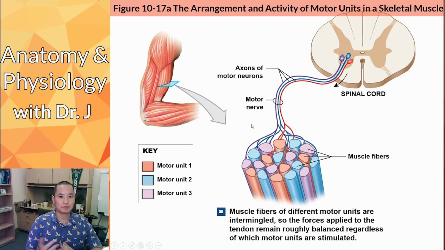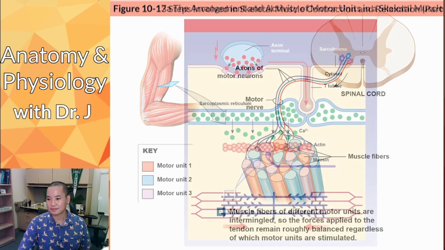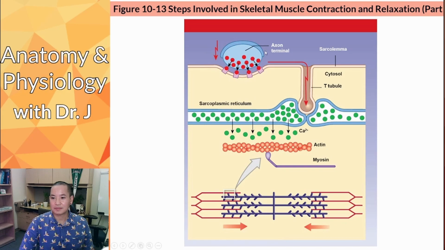Now, is it a 1-to-1 ratio, like one neuron and one muscle fiber? Not necessarily. In this example, we have 3 motor neurons, but say this blue motor neuron is connecting to and controlling, what, 1, 2, 3, 4, 5, 6, 7 muscle fibers. So you can have multiple muscle fibers controlled by a single motor neuron. All the muscle fibers controlled by one motor neuron, this is what we call a motor unit. And this is what happens with the muscle cell.